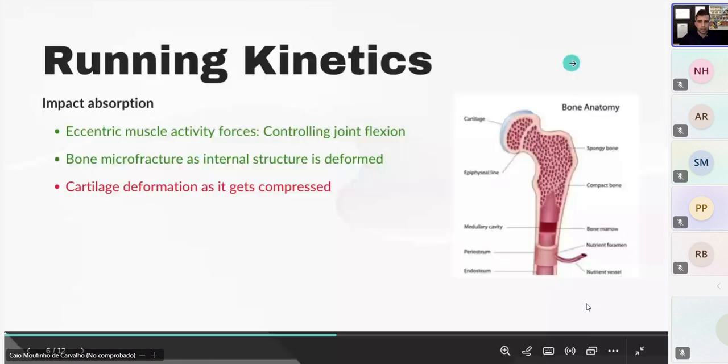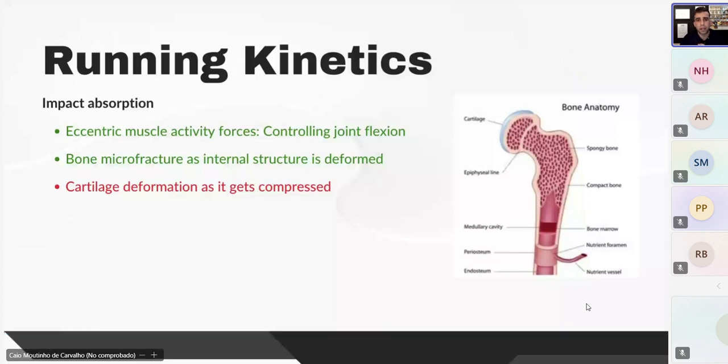Okay, so let's talk a little bit about the bone anatomy and about the impact absorption of our body, the forms that our body has to absorb energy. There are basically three forms. First, eccentric muscle activity forces, which is the way that we want to use, by controlling joint flexion and using the muscles to control the motion in a way that we can absorb energy and use the energy through the muscles. That's why we have muscles. So that's how we want to use them. And second, bone microfracture as internal structure is formed.